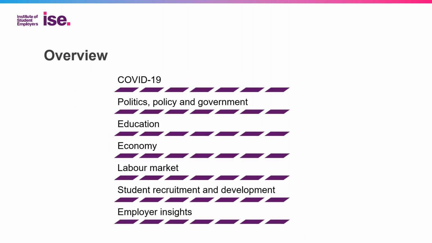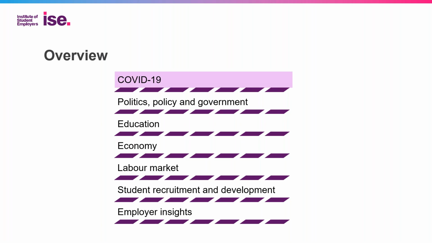This is what I'm going to try and cover today. I'm going to start by looking a little bit at the progress of the disease itself. We're going to look at politics, policy and government, education and the economy, the labour market more generally, and then zero in on student recruitment and development. I'm going to finish with a summary of some of the insights that we've been getting from the conversations we've been having with employers over the last few weeks. These are drawn mainly from our town halls, which are a series of virtual sector-based meetings that we're having with employers. We're learning a lot about what employers are doing, and I'm going to go through some of that.